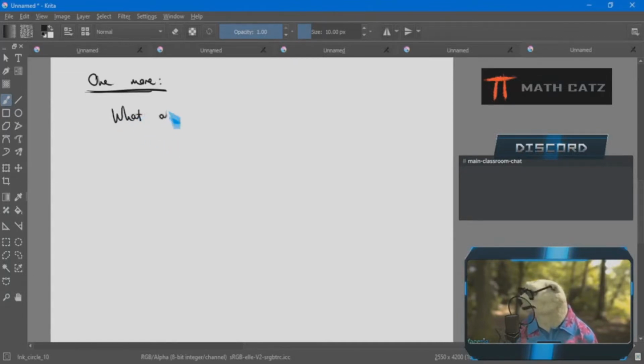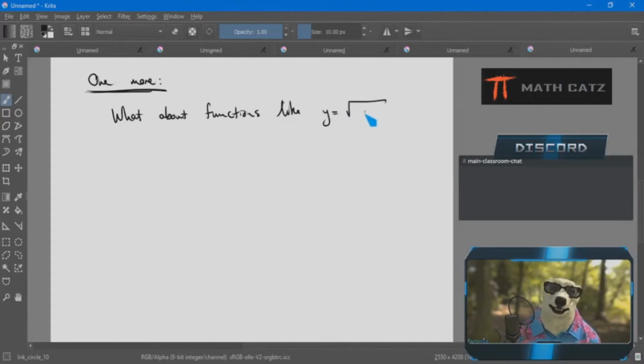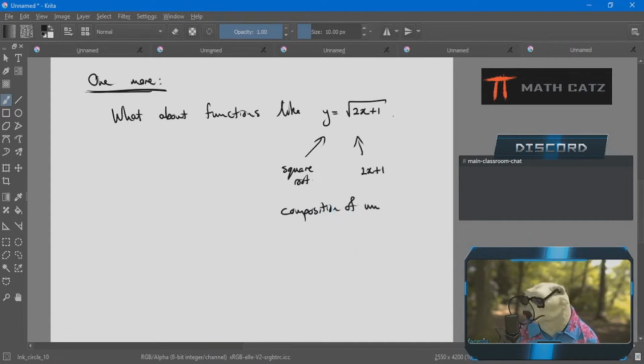When I think about functions like the following example, let's call it, I don't really know what to call it. Let's call it y, it's fine. Root 2x plus 1. Now there is a square root function in here. And there's a 2x plus 1 also in there. They're combined, but not in an arithmetic way. It's not addition, subtraction, multiplication, division. It's none of those. It's a composition of functions. It's a composition of these two.